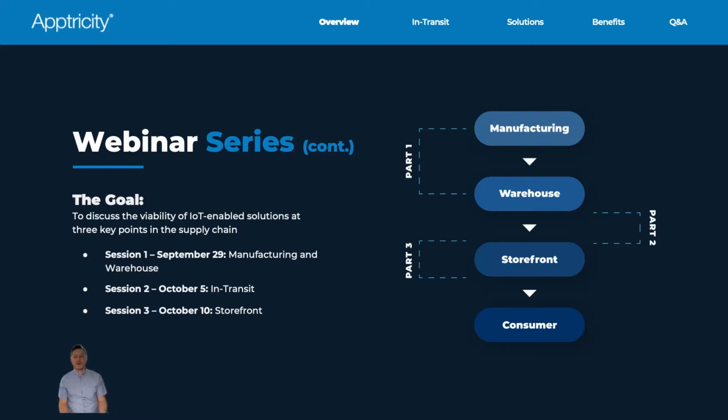So that's really what we're here to do, is talk about IoT, Internet of Things technology, and how it can be utilized to primarily promote visibility, because that's really what we're in the business of, is promoting visibility so that you can reduce things like shrinkage and theft and things of that nature.